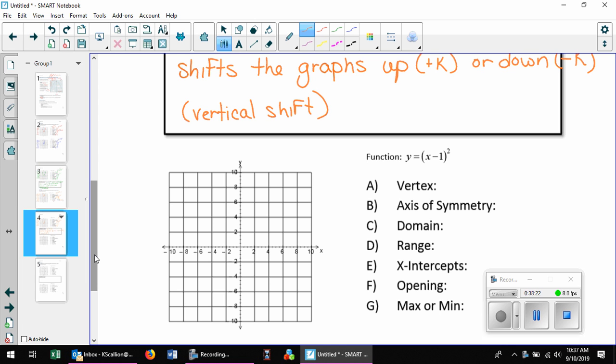All right, I need to switch colors. More color than purple.